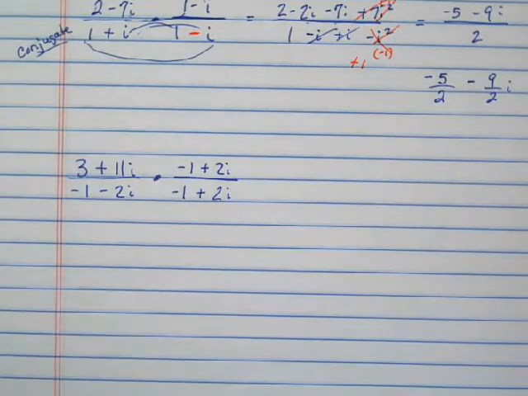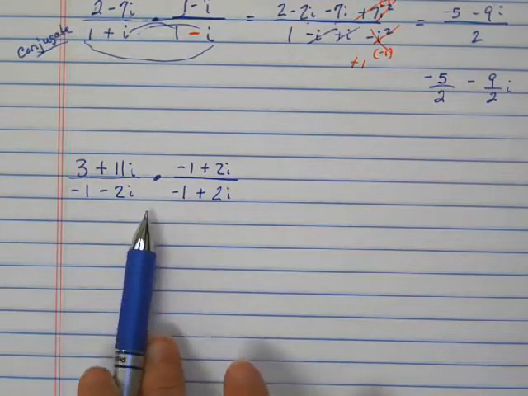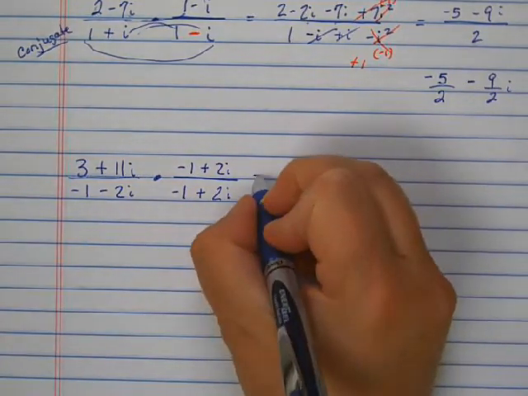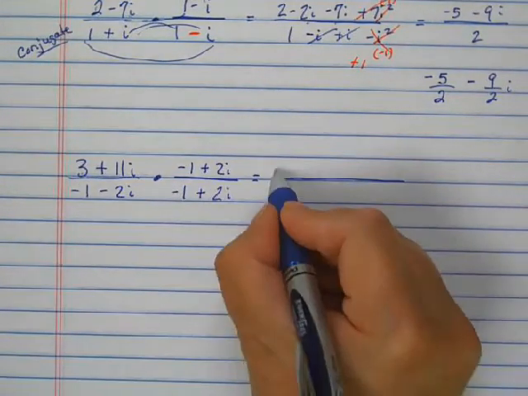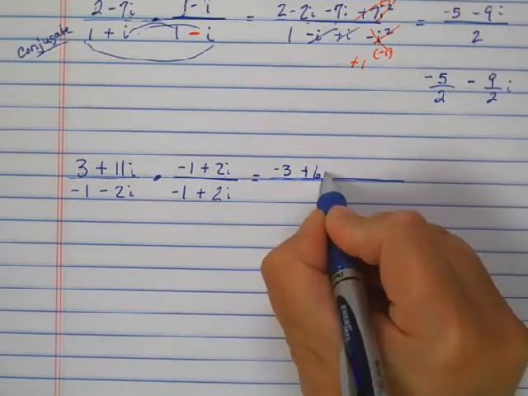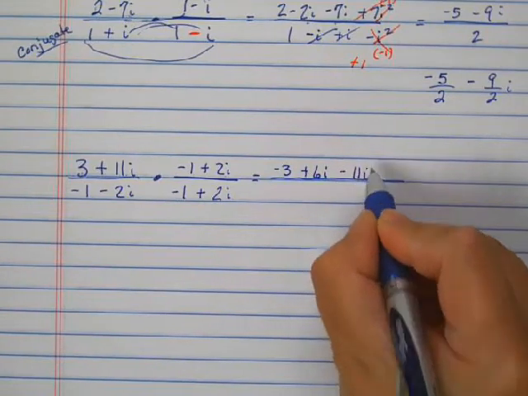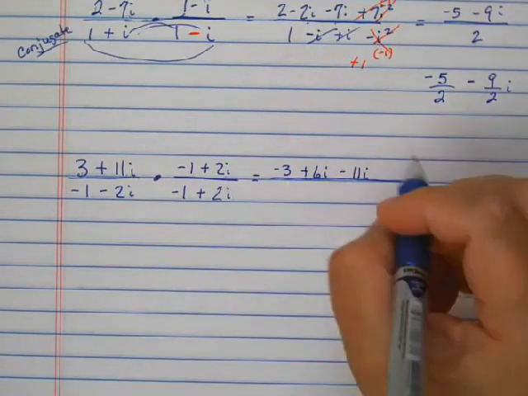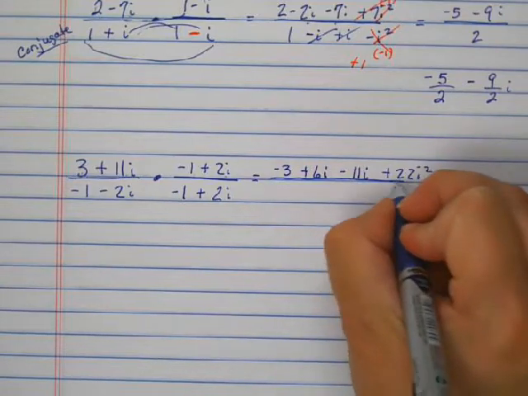Notice the negative 1 didn't change, the 2i didn't change. The only thing that changed was the sign in the middle. So let's multiply this out. On the top, I'm going to double distribute. So I get negative 3. 3 times 2i is 6i. 11i times negative 1 is negative 11i. And 11i times 2i is plus 22i squared.